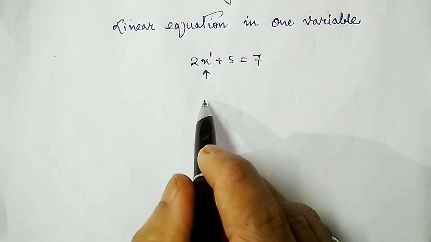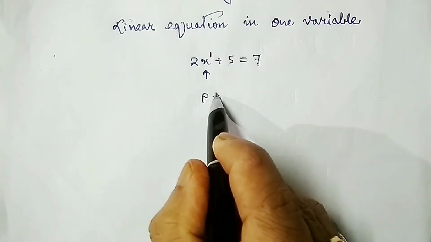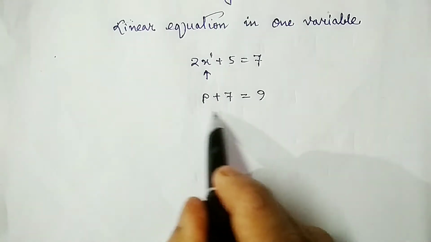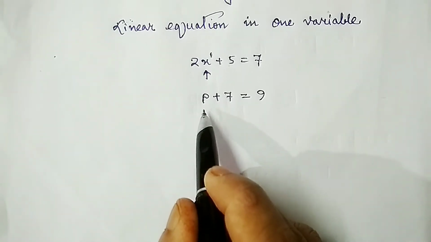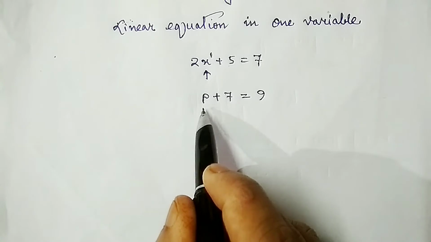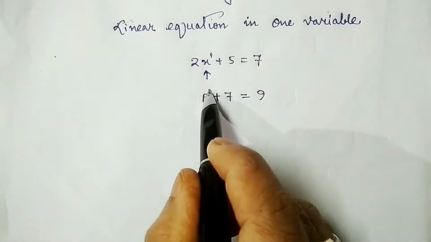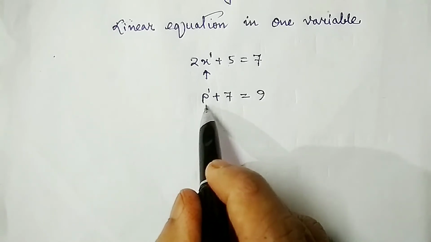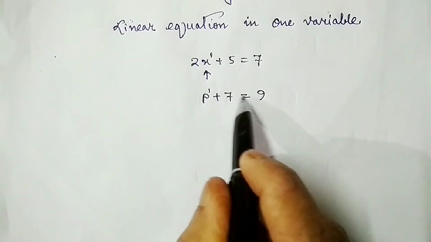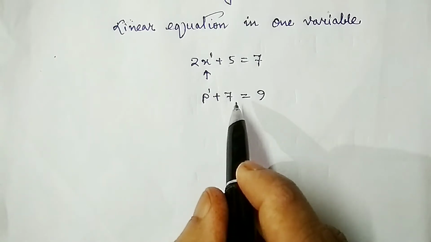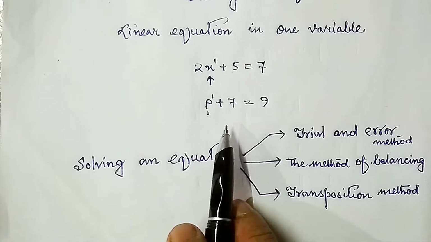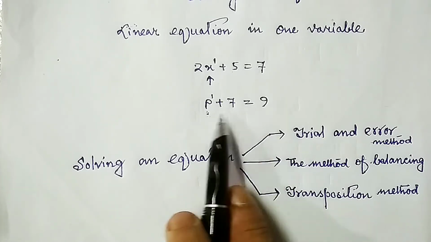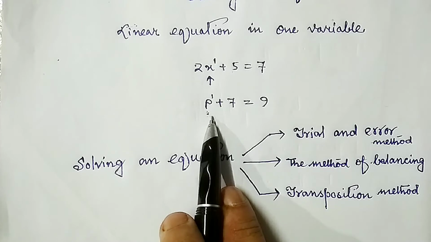Say another example, suppose p plus 7 equals 9. In this equation, how many variables? Only one variable. p is the only variable. And what is the power of p? Power of p is 1. When an equation consists of only one variable and the power of the variable is 1, then those equations are called linear equations in one variable. The value of p for which the left hand side will be equal to the right hand side is called the solution of this equation.